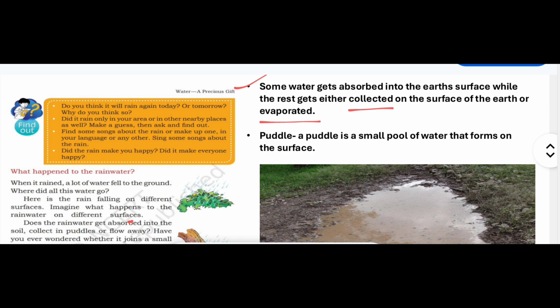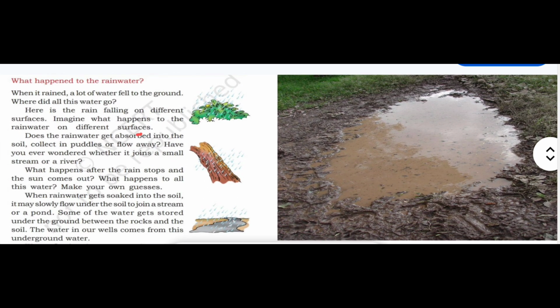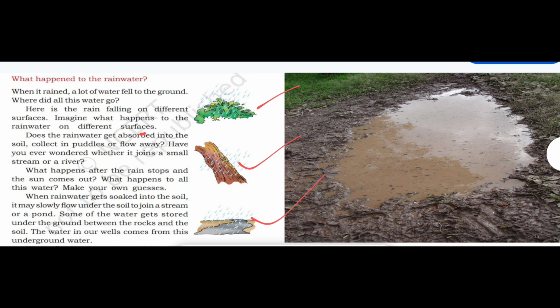Now, here is the rainwater falling on different surfaces. Imagine what happens to the rainwater on different surfaces. There are a few surfaces given over here. You can see, here it's 1, 2 and 3. These are the 3 surfaces that are given. The first surface is a plant. Okay. What happens when the water falls on plants?